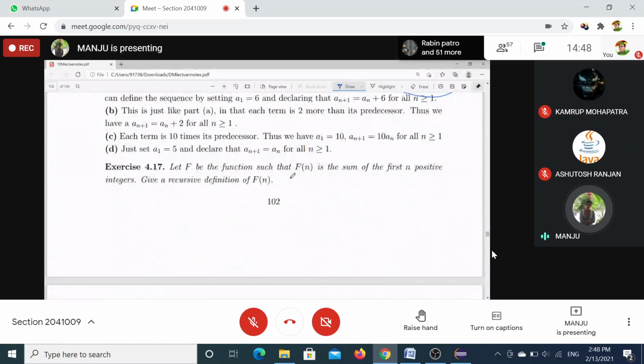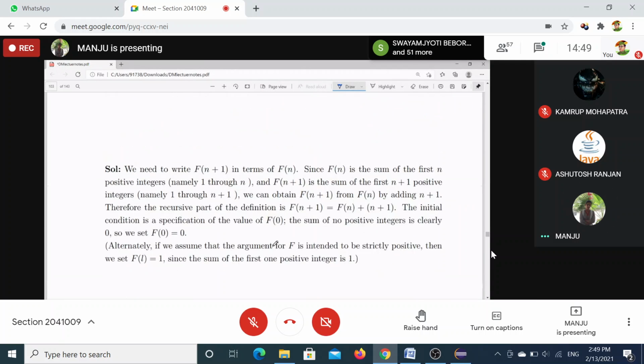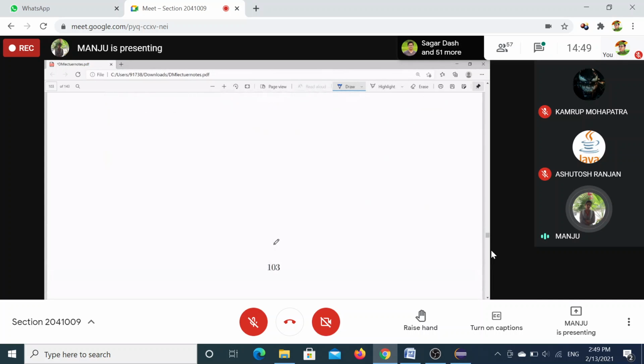Then we wrote for the sum of first n positive integers. That is, the sum of first positive integer will be f of 1, that is 1. And for n plus 1, it will be the sum up to n plus 1, and that is coming as n plus 1 plus fn, the last term. That is, recursively, you can find the value of f at larger values from the smaller values. That's it.